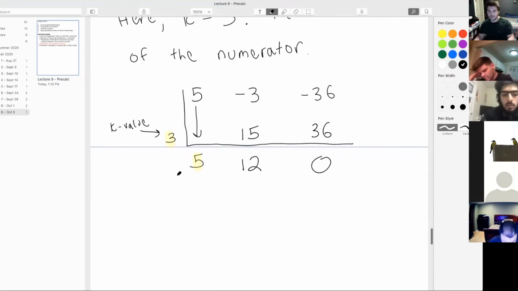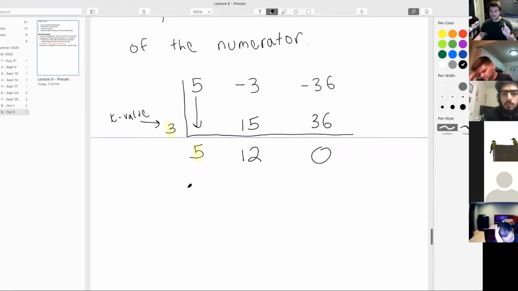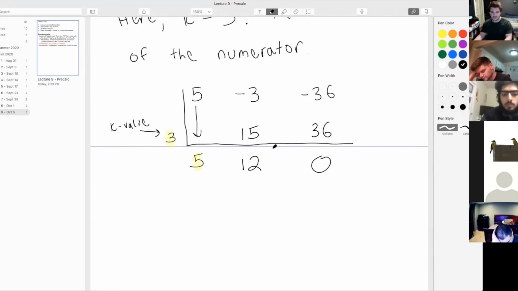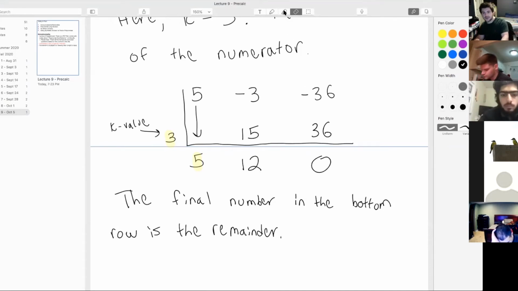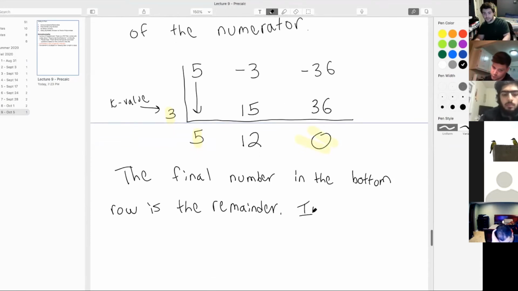So that is way faster than polynomial long division. But how do we read our final answer from this? What do these numbers mean? First of all, the final number in the bottom row is the remainder. In this case, it is 0.